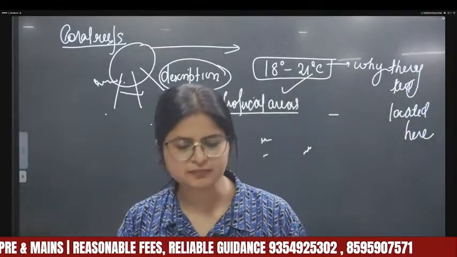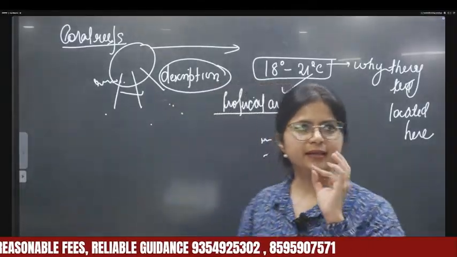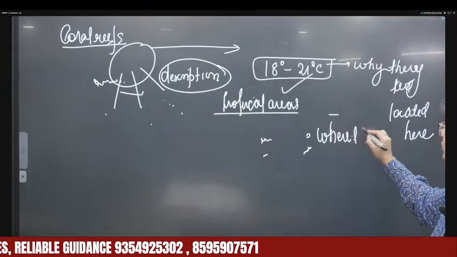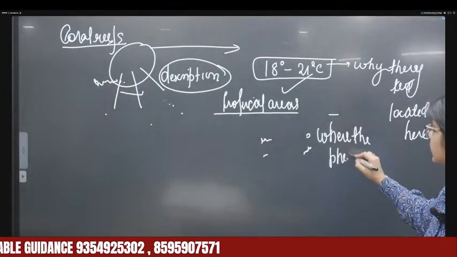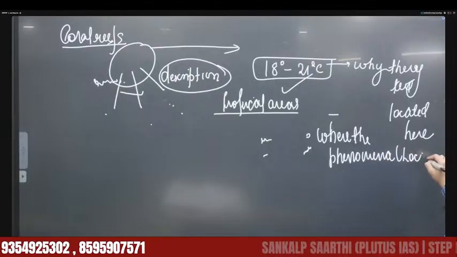ठीक है. So first, spatial analysis क्या देता है answer? Where the phenomena occurs. So that means telling me the location. The first point, it answers where the phenomena occurs. That is what it is telling me, the location of an area.